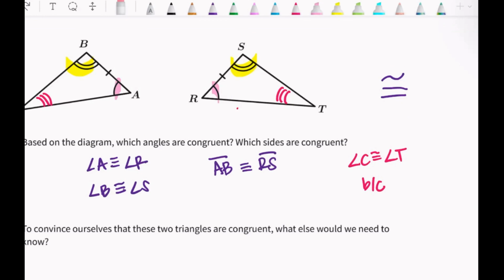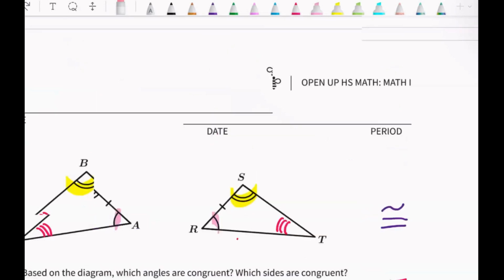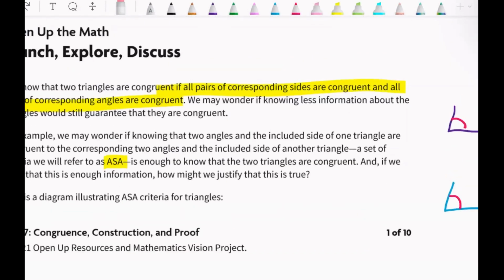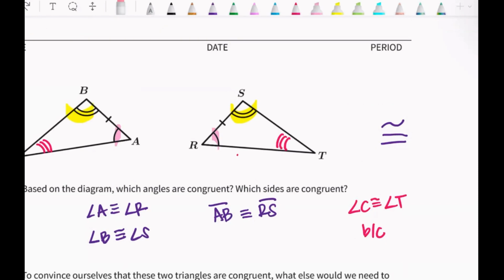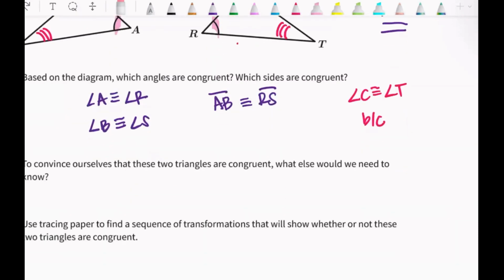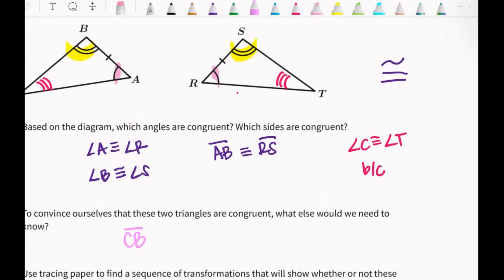Okay, so back to this. To convince ourselves that these two triangles are congruent, what else would we need to know? Now, according to this statement up here, we'd have to prove that all corresponding angles and all corresponding sides were congruent. So we have the 3 sets of angles. We just need to list out the other 2. So we would still need to prove that, let's see, CB is congruent to who? Who would you write there? CB is congruent to who? Very good. You probably said ST. I agree. And then CA would have to be proved congruent to RT.